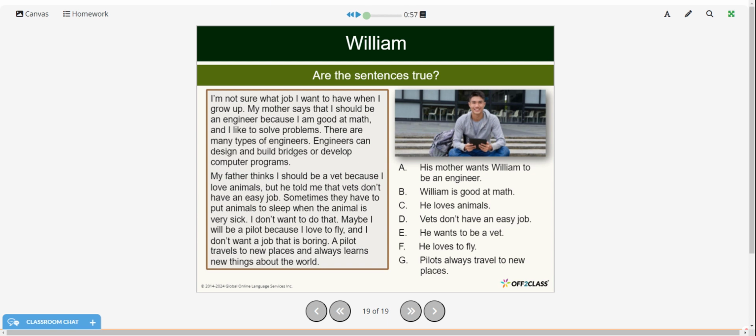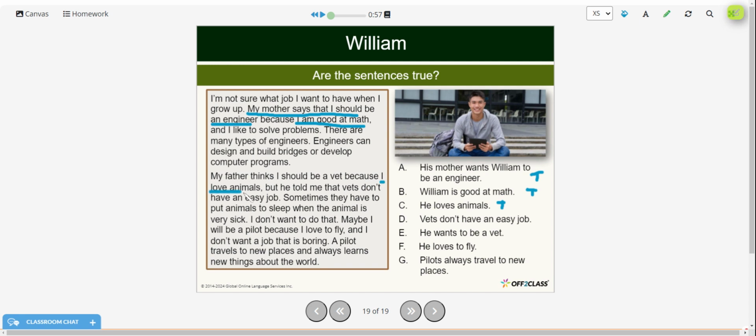Right, his mother wants William to be an engineer. Well, that one is true, and we find that here. My mother says that I should be an engineer. William is good at math. That's also true. So here he says, I am good at math. He loves animals. That's true. So he says that right here.